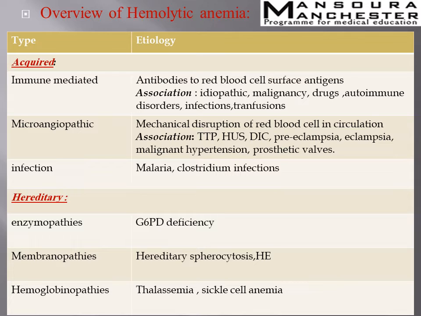cell anemia. Regarding acquired hemolytic anemia, immune hemolytic anemias include autoimmune hemolytic anemias with its subtypes, warm and cold type hemolytic anemia; alloimmune hemolytic anemia, for example, hemolytic transfusion reactions and hemolytic disease of the newborn; allograft, especially stem cell transplantation. We have drug-induced hemolytic anemia.